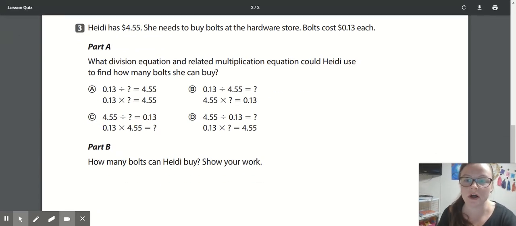Heidi has $4.55. She needs to buy bolts at the hardware store. Bolts cost 13 cents each.